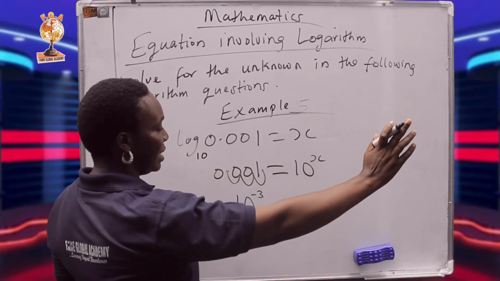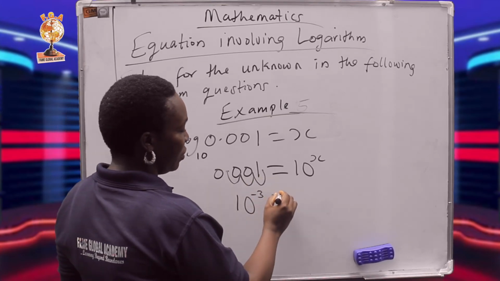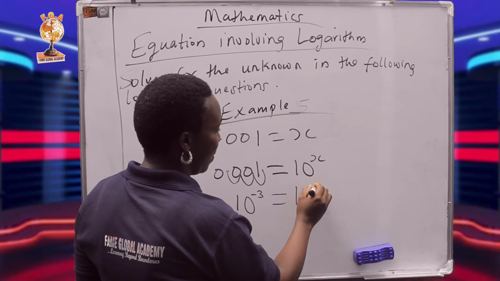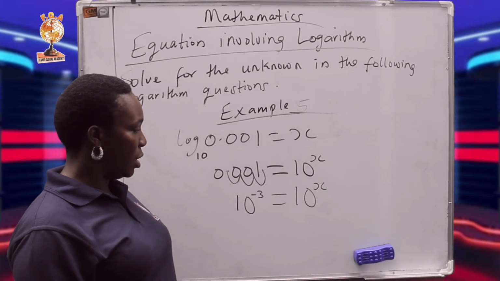So we move to the right hand side. That is why we are having negative 3. So that will give us equal to what? 10 raised to the power of what? X. I believe we are together. Okay.